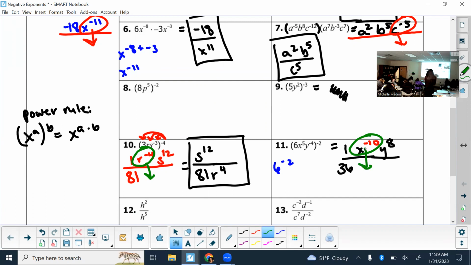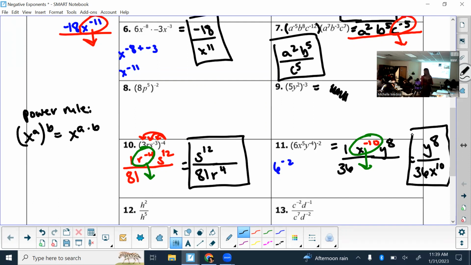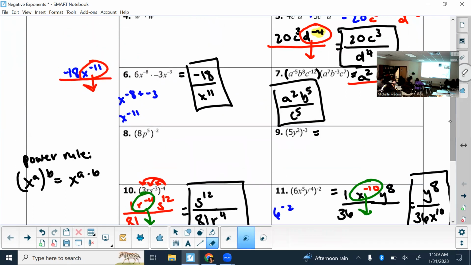So that moves across. On my numerator, I just have Y to the 8th. I mean, you could put 1 Y to the 8th, but same difference. On my denominator, I have 36 X to the 10. Because when you rewrite it, you make it positive. Questions on 11? All right, so not bad. Anyone have the answer for 9, you think? No. All right, so then we'll do that one together.